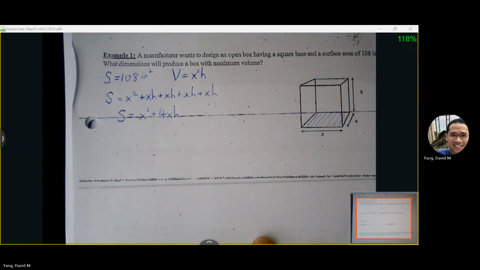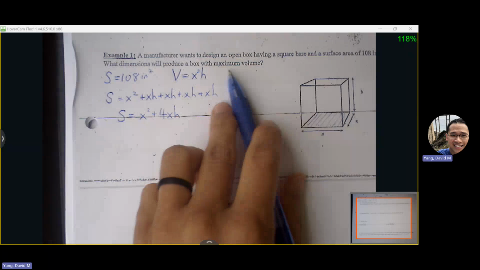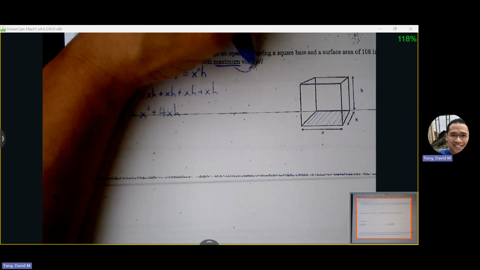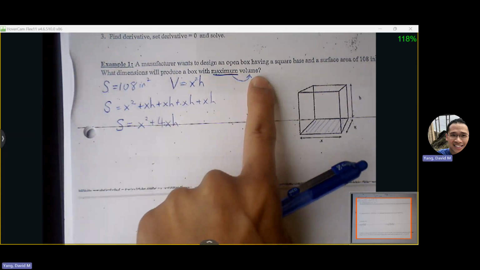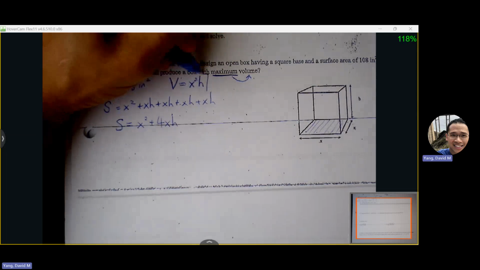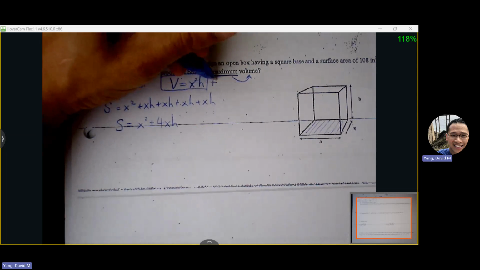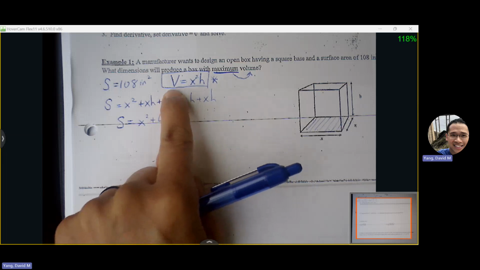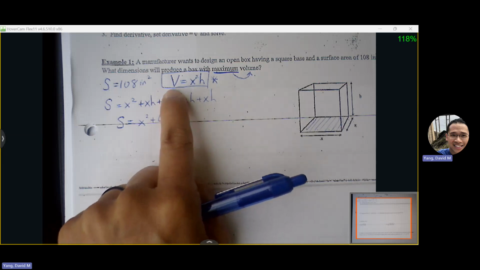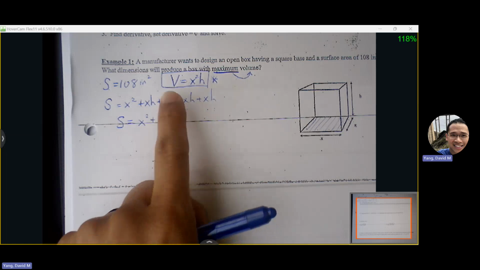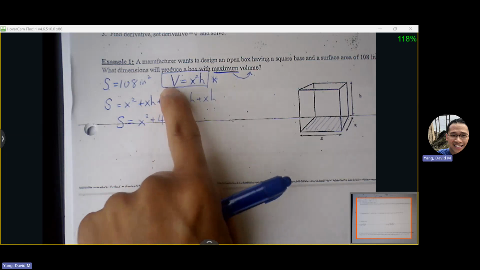All right, what dimensions will produce a box with maximum volume? Anytime you see the word maximum or minimum, look to see what it's describing. Whatever it's describing is what you want to find the derivative for. So this is our main equation. We're trying to find the derivative. It's going to be V prime of x. It's not dV over dt. Time is no longer the independent variable. We're going back to x being the independent variable. So we basically have to find V prime.